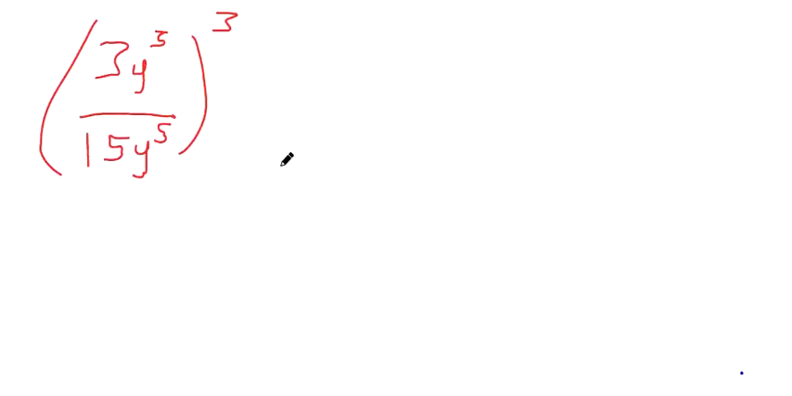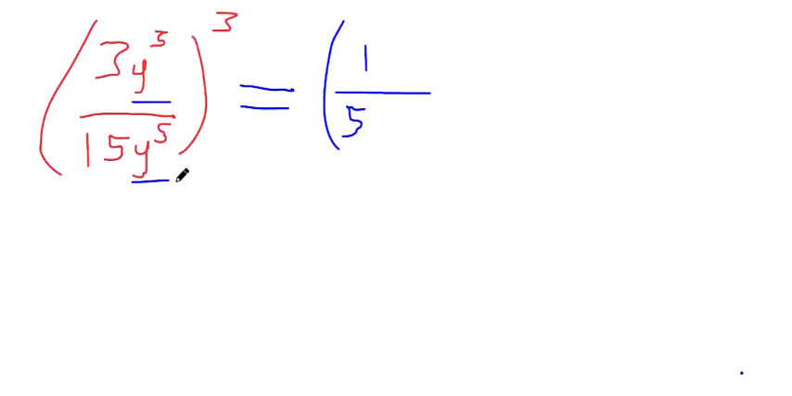So with these types of questions, it's usually easier to simplify inside the fraction first, right? We got 3 over 15. We know that can simplify to be 1 over 5. And then we've got y to the third over y to the fifth.